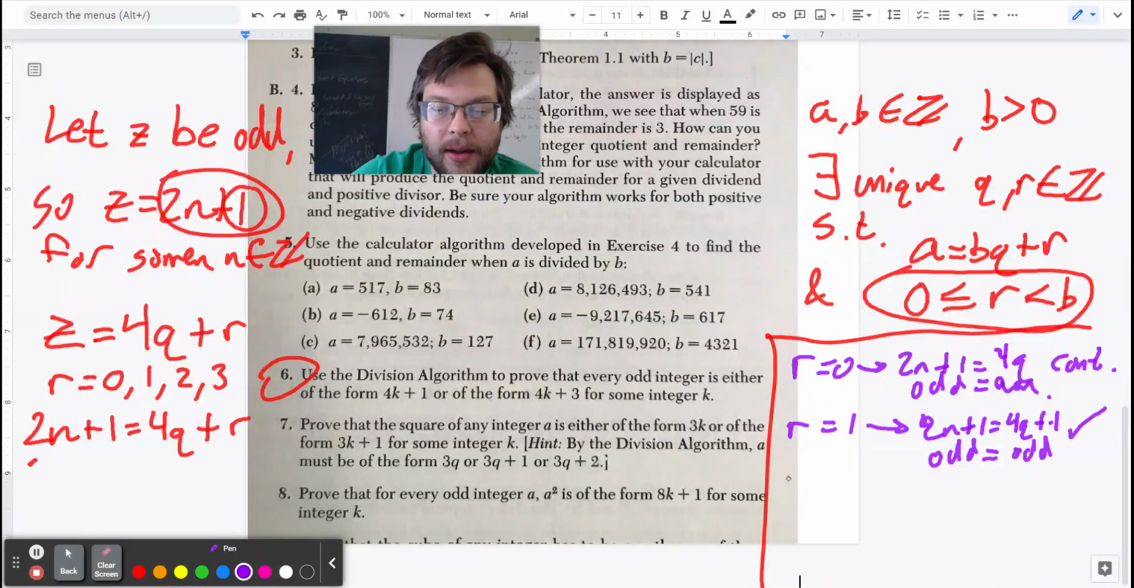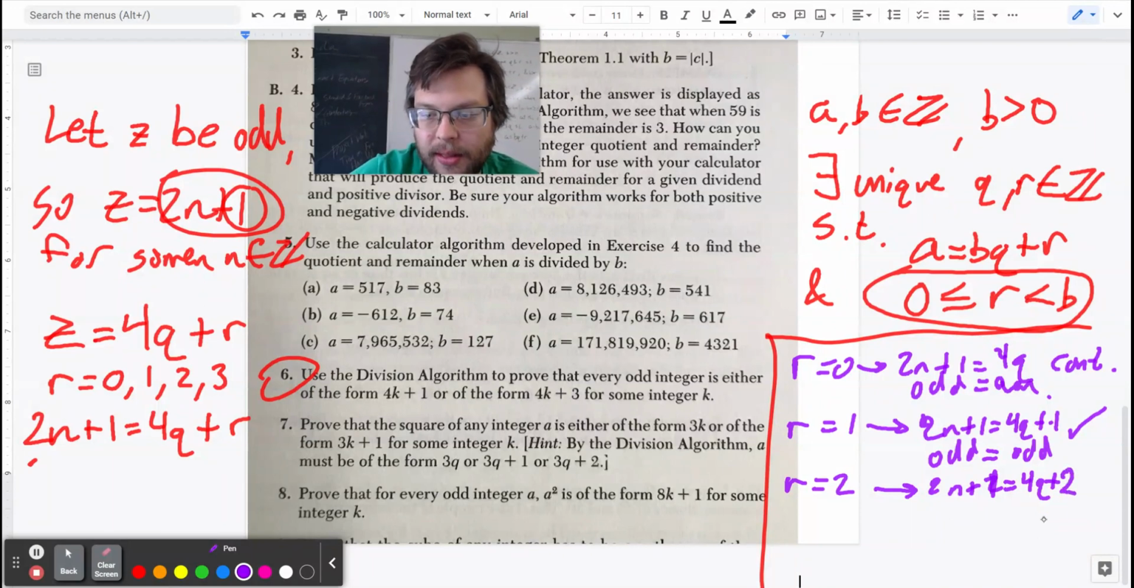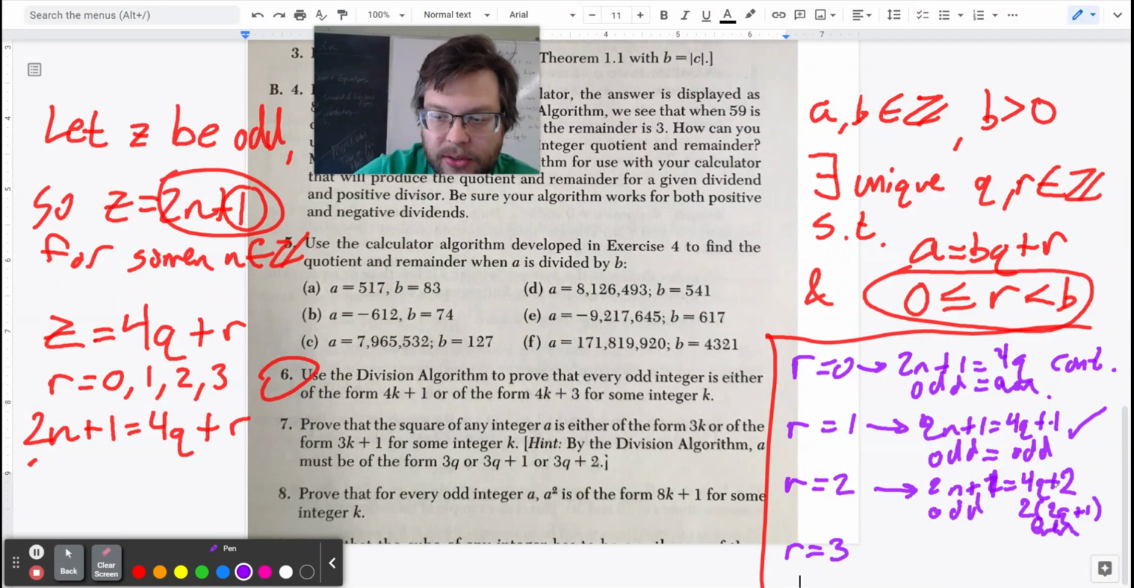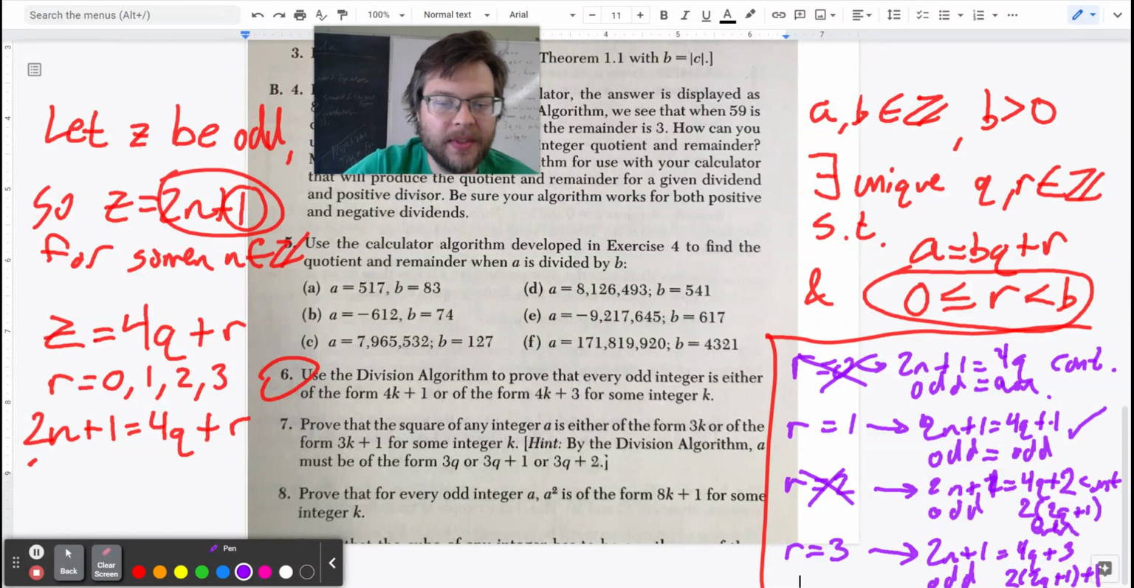equals odd. If I have r equals 2, hopefully you can see where this is going. 2n plus 1 equals 4q plus 2. And I can write this as 2 times 2q plus 1 if you want to be really specific about why this one here is odd and this one here is even. And same idea for r equals 3. So this one's a contradiction. So r cannot equal 0, r cannot equal 2. And then for r equals 3, we have 2n plus 1 equals 4q plus 3, which is equal to 2 times 2q plus 1 plus an extra 1. And so we have odd equals odd. And we're good. So that's one way to do it.